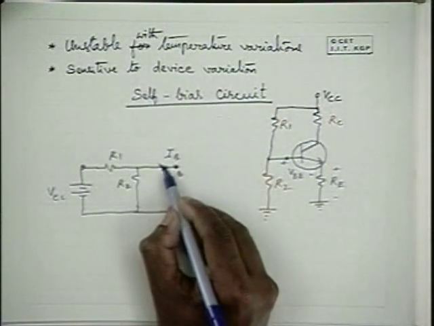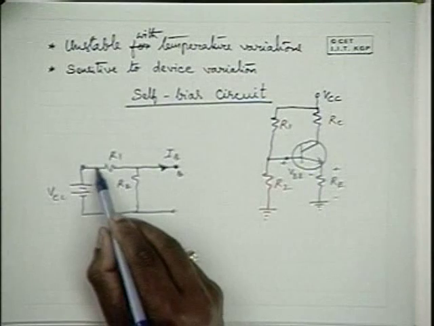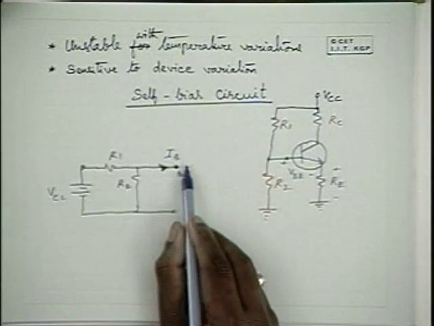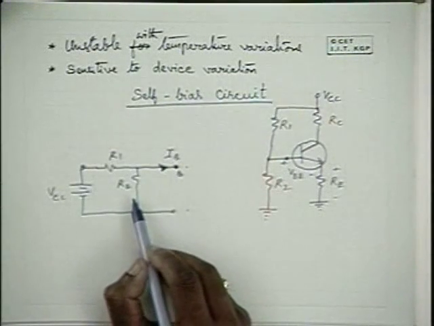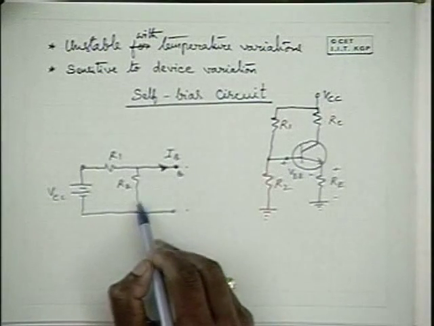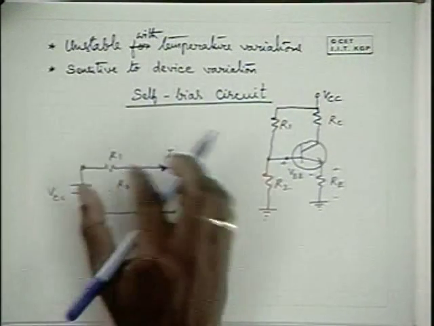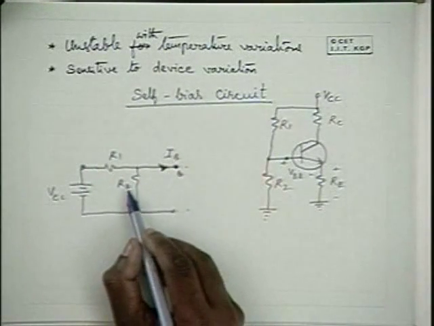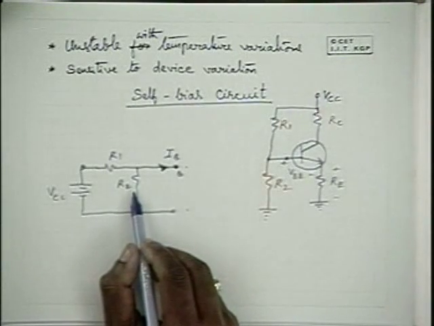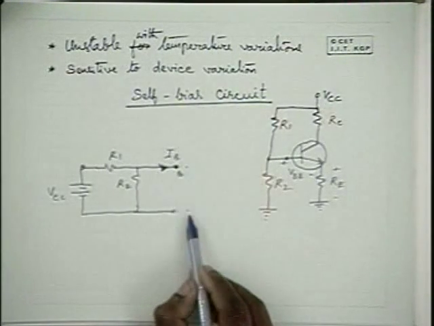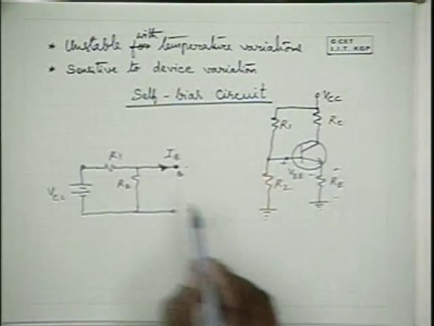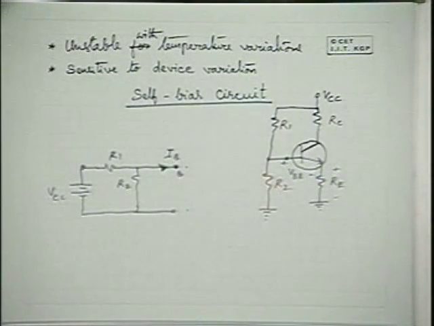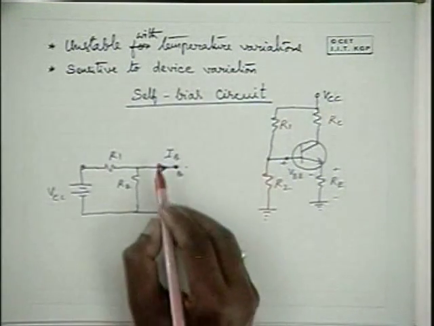Now, if this base current is negligible compared to the current flowing through R1 and R2, how much would be the voltage here? Please note that this VCC gets divided between R1 and R2. Therefore, this voltage is going to be VCC into R2 by R1 plus R2. That is the voltage between the base point and the ground point when this is negligible. When this is not negligible, how do you simplify the circuit?